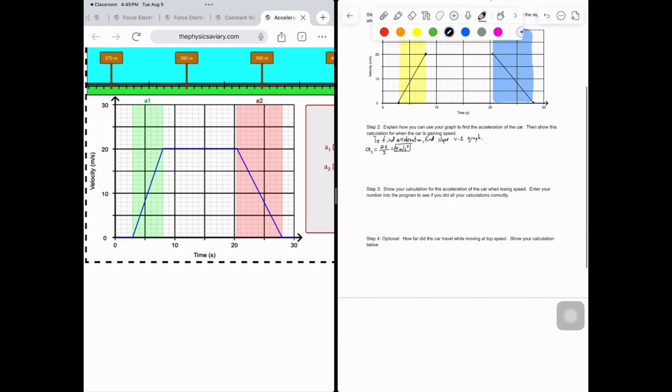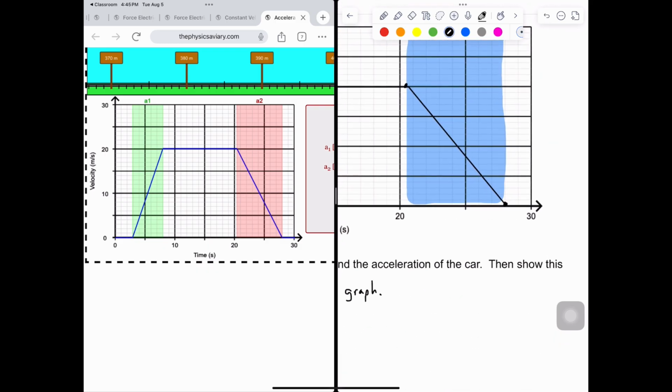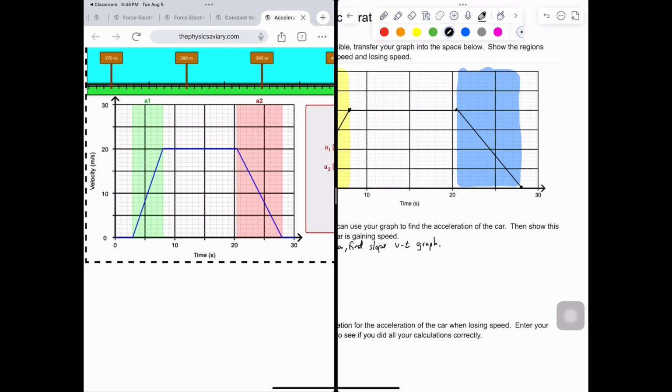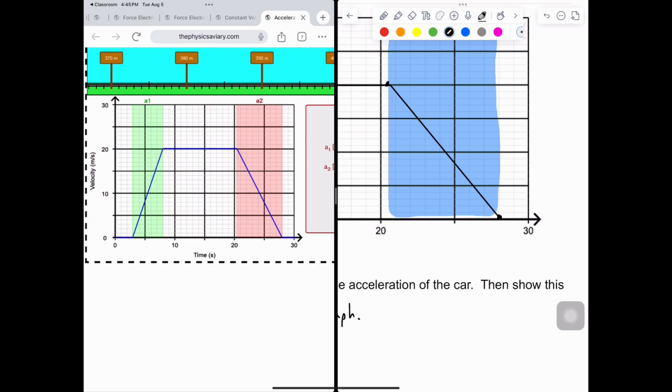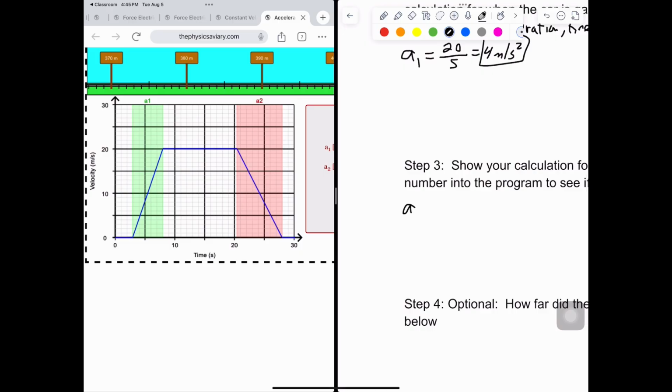Now, for step 3, we're going to show the slope of this line to find the acceleration when it's slowing down. For that one, we're losing 20 meters per second, over 1, 2, 3, 4, 5, 6, 7.5. Oops, wrong section. So it's going to be negative 70 over 7.5. Negative 20, sorry. Negative 20 over 7.5. That would be roughly about negative 2.7.